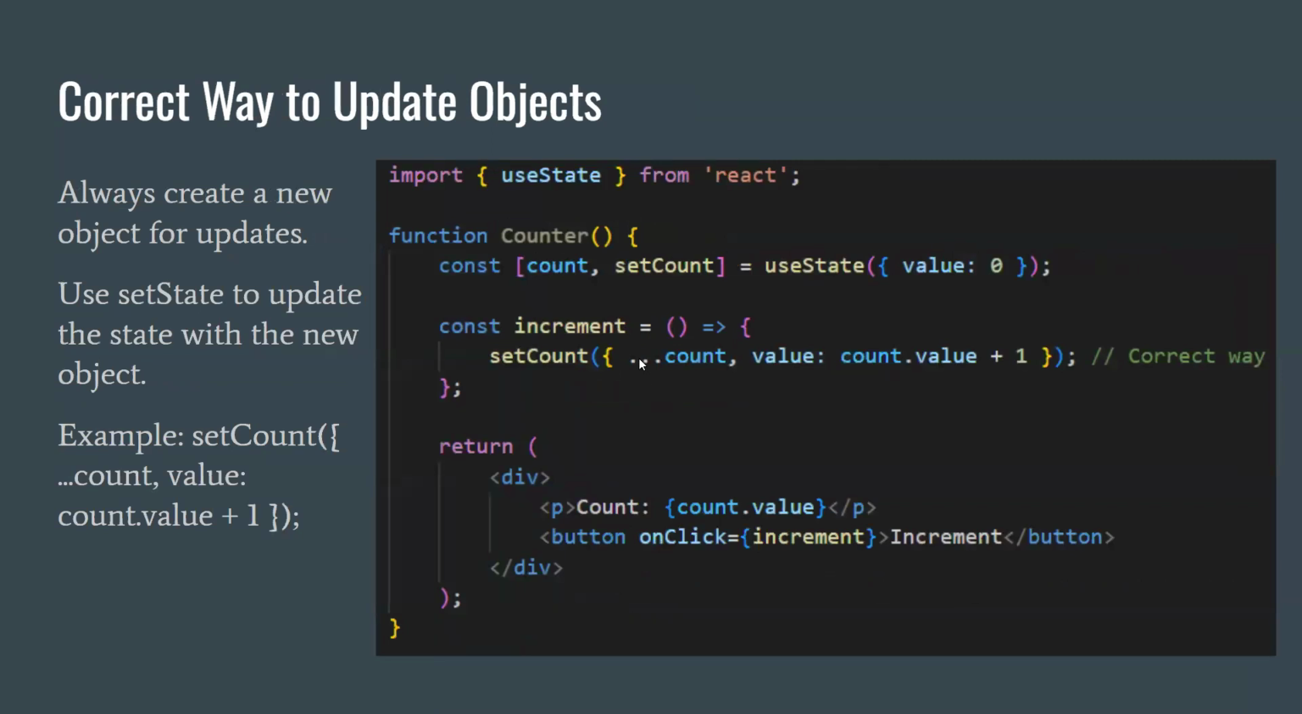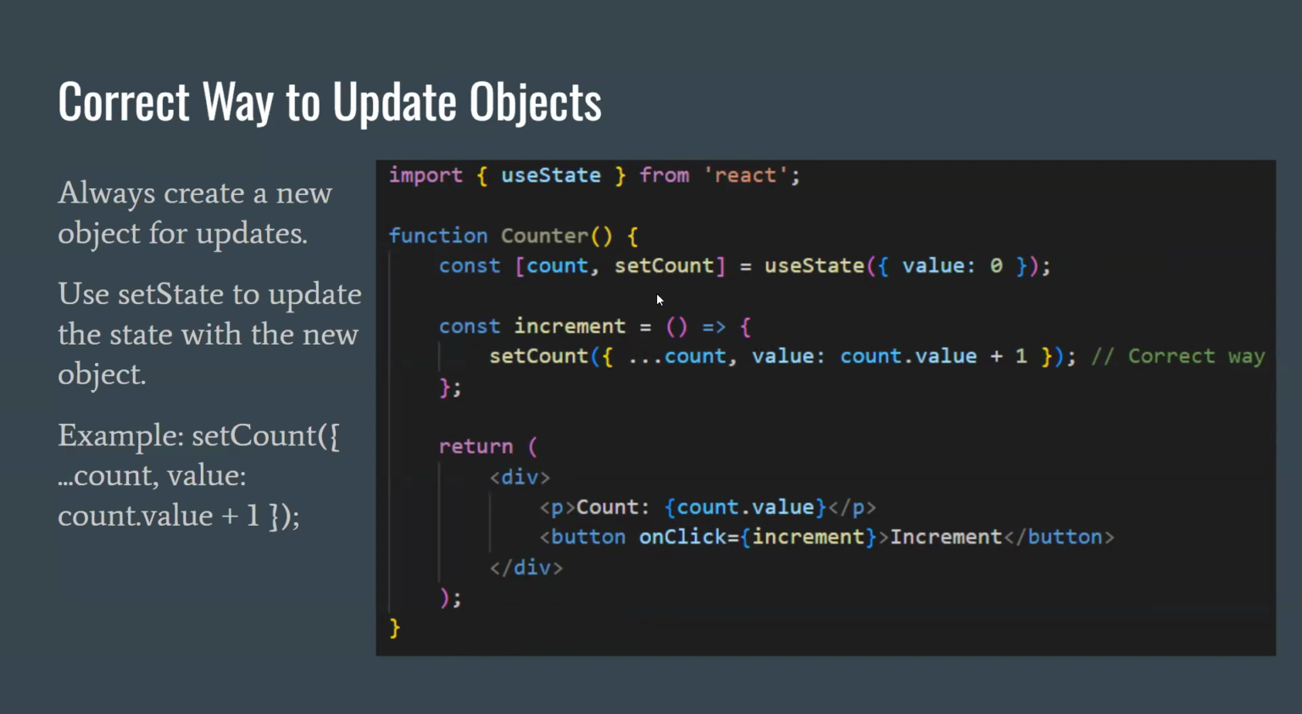Correct way to update objects. So the correct way to update an object in state is to create a new object with the changes and then set this new object as the state. This ensures that React detects the change and updates the components. So we always need to use the setState function or hook equivalent to update our state.